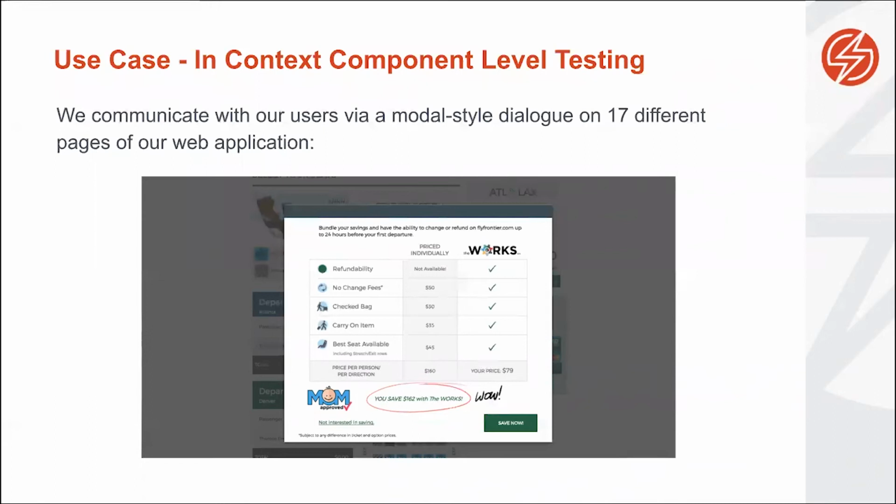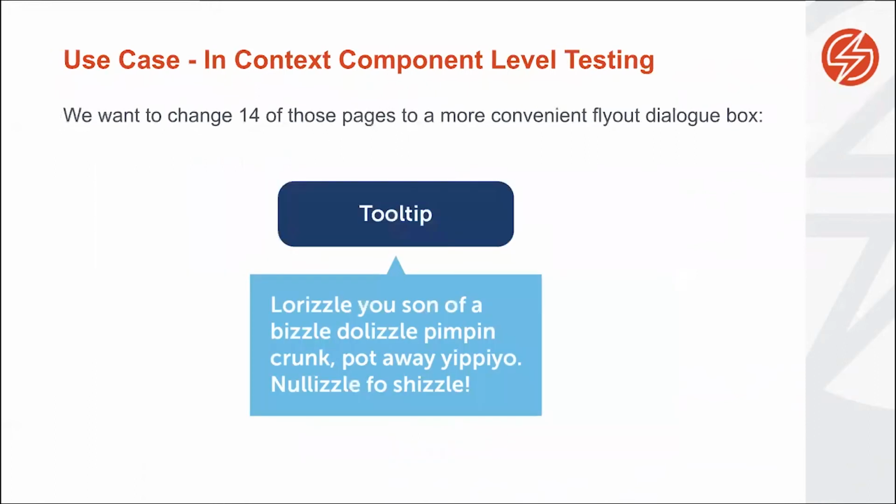And our UX team has come back and said that they don't like this box. It blocks out the rest of the page. It requires a superfluous click or confirmation from the user. And so they don't think it provides the best experience. And so to improve that experience, the team has decided that of the 17 pages that have that modal box, we're going to change 14 of them to incorporate this more convenient flyout dialog box. So the text will appear instead when the user hovers their mouse over a component.